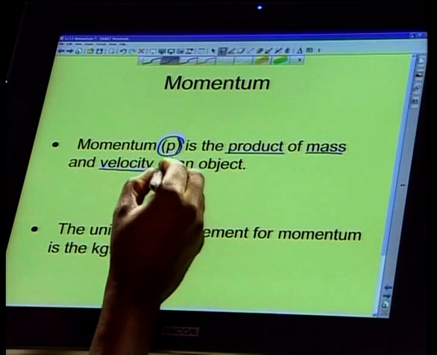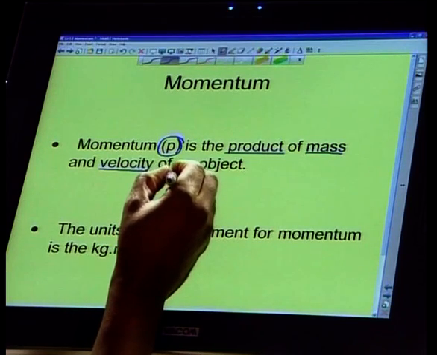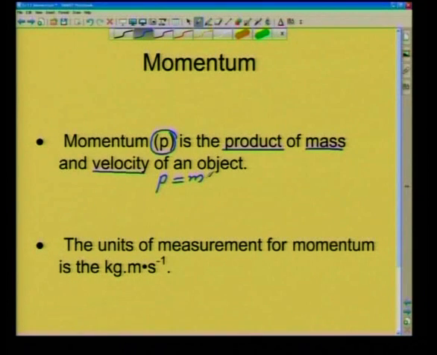Because if we are told this is a product of mass and velocity, we need to ask ourselves, what is a product? Mathematically, a product is the answer you get when you multiply. Therefore, momentum, which is given by the small letter p, is equal to the product that we get when we multiply the mass of an object with its velocity. The product of mass and velocity is momentum. Okay, so that is the mathematical formula that we use to calculate momentum, small letter p.